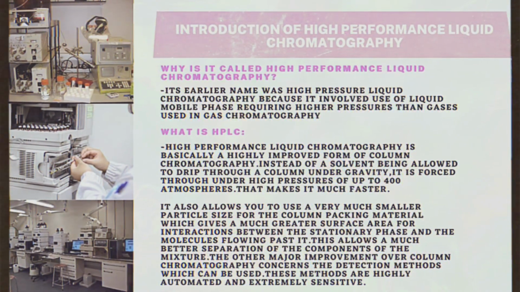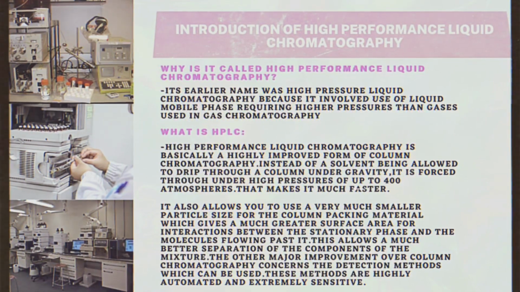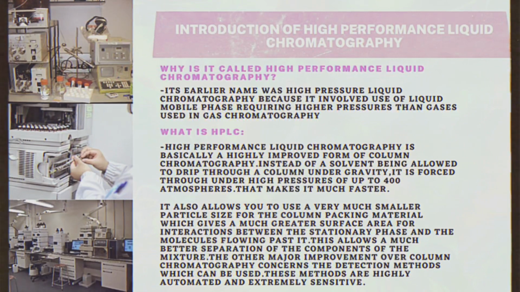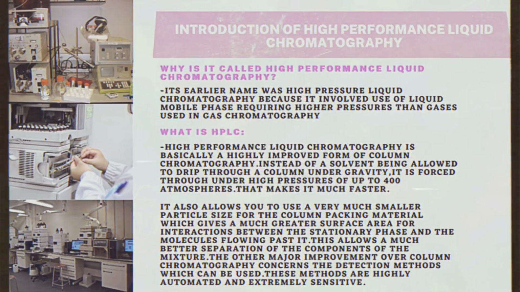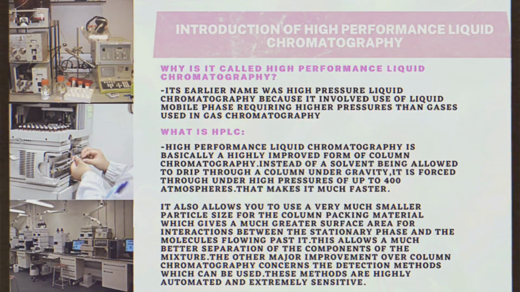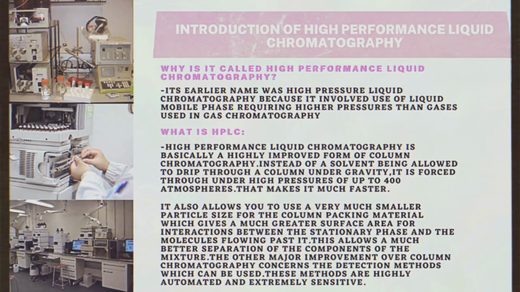Next, what is HPLC? High performance liquid chromatography is basically a highly improved form of column chromatography. Instead of a solvent being allowed to drip through a column under gravity, it is forced through under high pressures of up to 400 atmospheres, which makes it much faster. It also allows you to use a very much smaller particle size for the column packing material, which gives a much greater surface area for interactions between the stationary phase and the molecules flowing past it. This allows a much better separation of the components of the mixture.